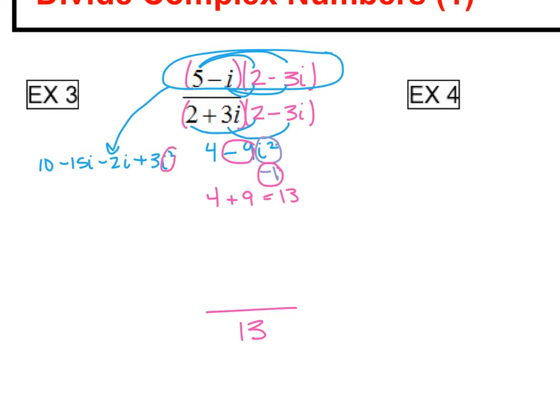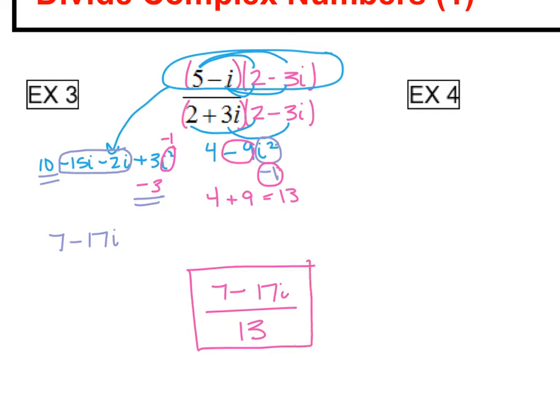Alright, we have this i squared, which is negative 1 times 3, so I actually have a negative 3 down here. I'm going to combine the negative 3 with the 10, so 10 minus 3 is 7. And then I'm going to combine these like terms. Negative 15i minus 2i is negative 17i. So that is my numerator, 7 minus 17i, all over 13.